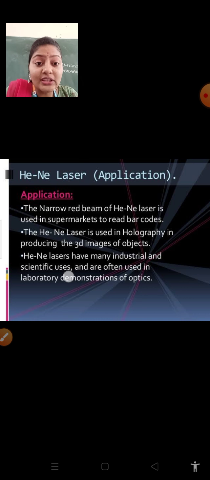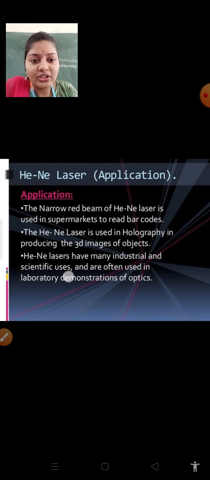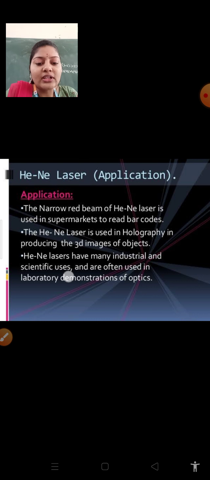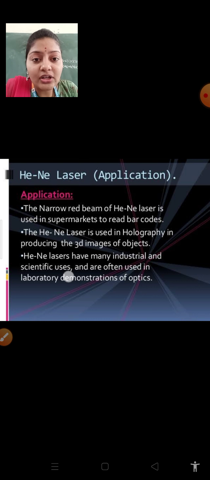To produce 3D images of objects, we use the holography technique. So this holography technique is also used with the helium neon laser. And next, helium neon lasers have many industrial and scientific uses, and these applications can also be used in the laboratory to demonstrate optical properties, for demonstrations of optics. So these are the major applications of the helium neon laser.